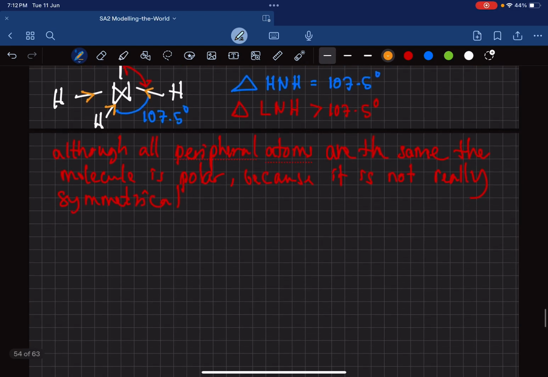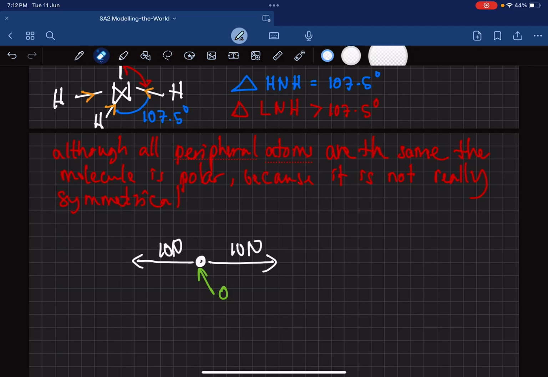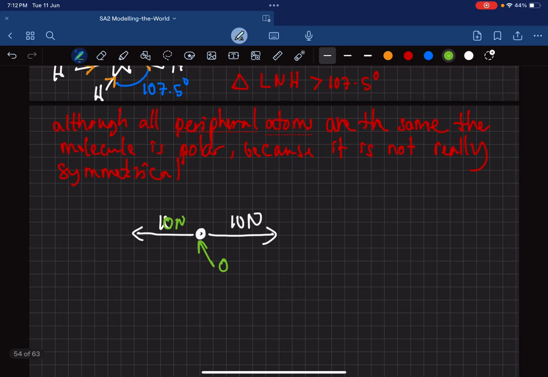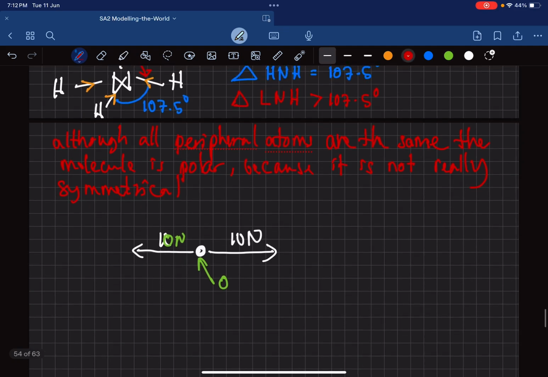Let me do a little bit of physics with you. If you remember a little bit of physics, let's say you have a force acting in this direction and a force acting in this direction. Let's say this is 10 newtons and this way is 10 newtons. So the net force acting at this point is 0, right? Because they are acting in opposite directions. Do you remember this? So the forces cancel each other out. That means the net force at that point is 0 because it is symmetrical, and this angle is exactly 180.